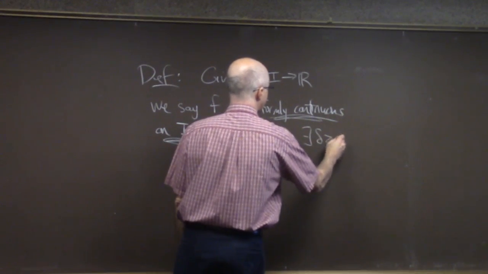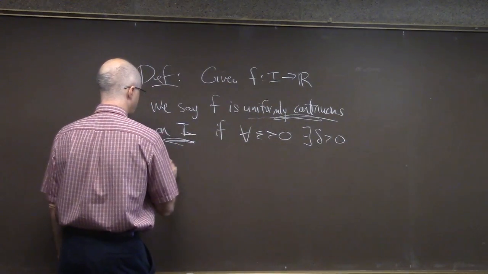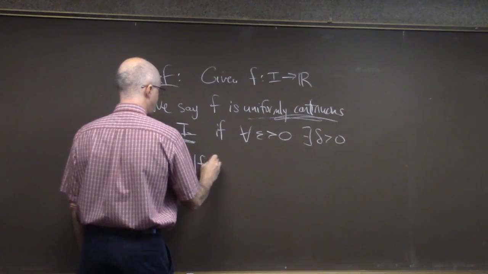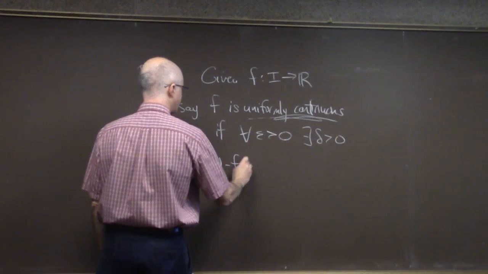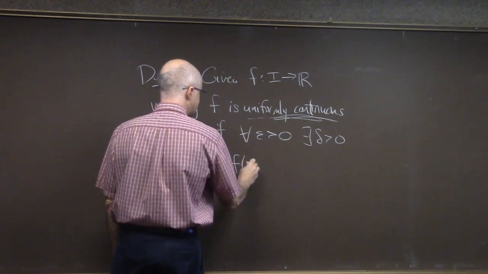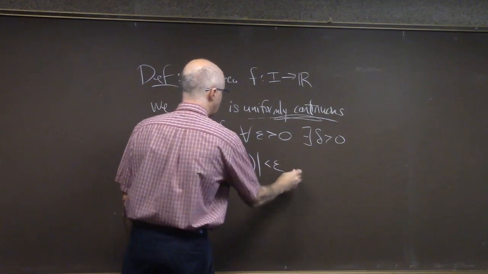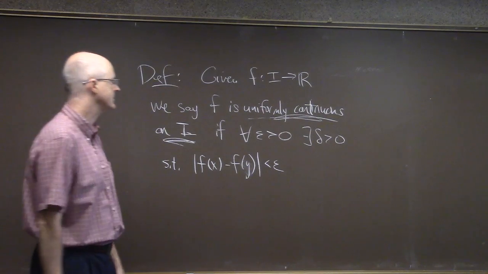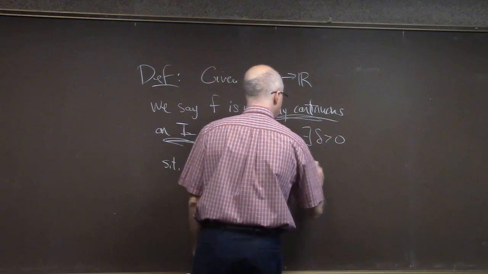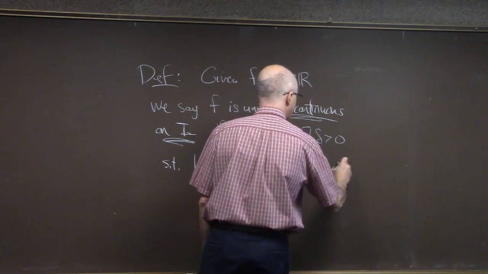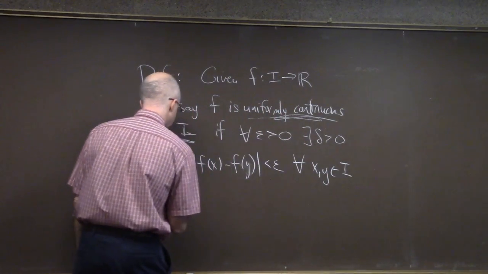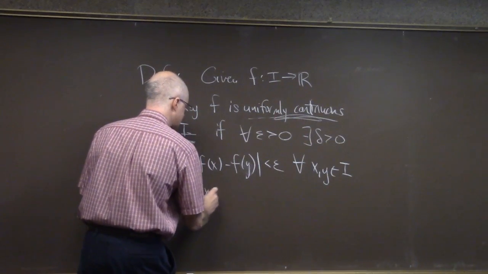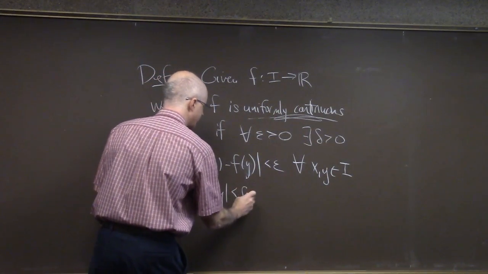For all epsilon greater than 0, there exists a delta greater than 0 such that the distance between f of x and f of y is less than the given epsilon whenever x and y are in the interval and sufficiently close, within delta of each other. For all x and y in the interval such that the distance between x and y is less than delta.